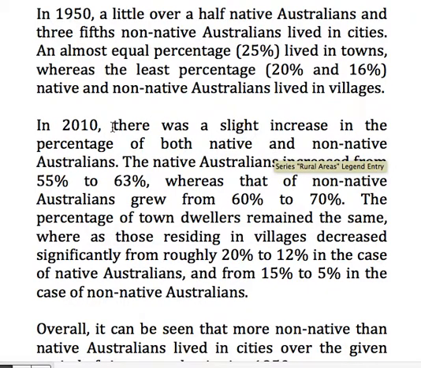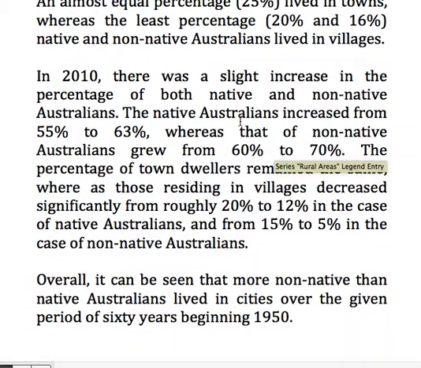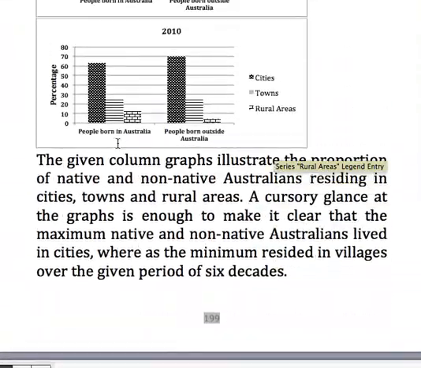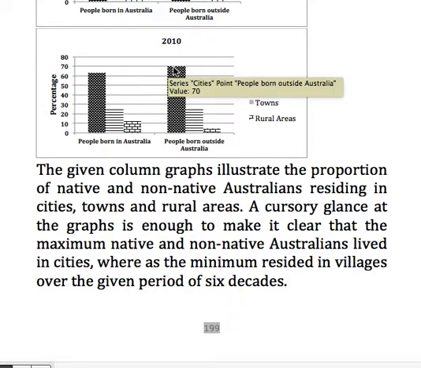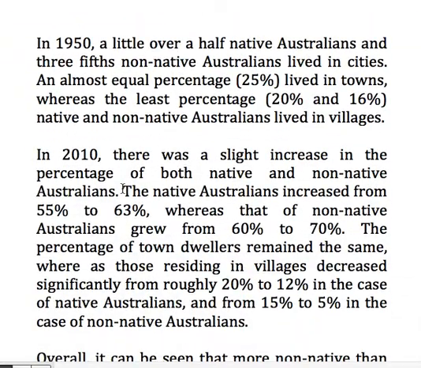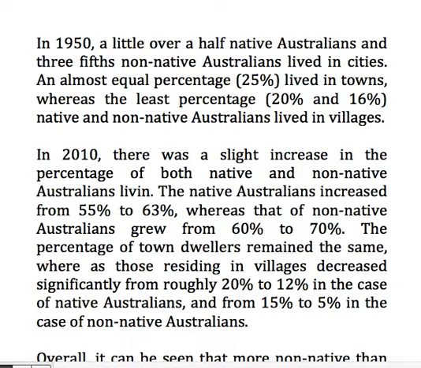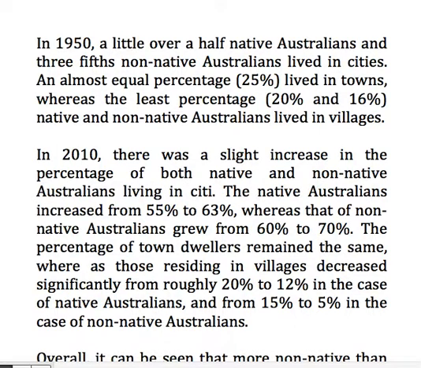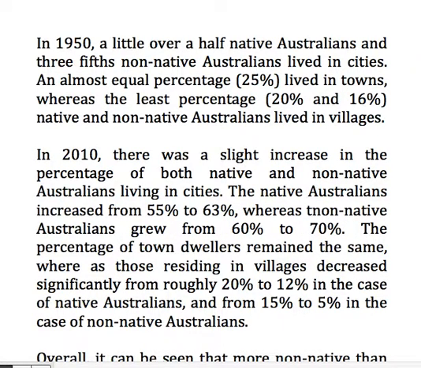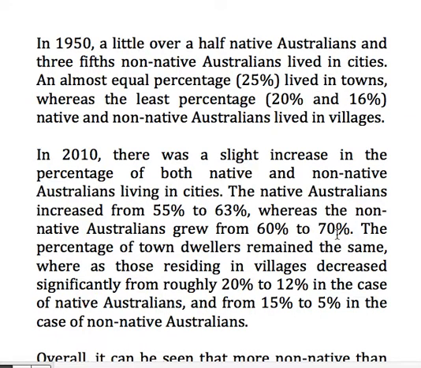In 2010, there was a slight increase in the percentage of both native and non native Australians. The native Australians increased from 55 to 63%. So it's 63, and here it is 70. So living in cities, native and non native Australians living in cities. The native Australians increased from 55 to 63%, whereas the non-native Australians grew from 60% to 70%.